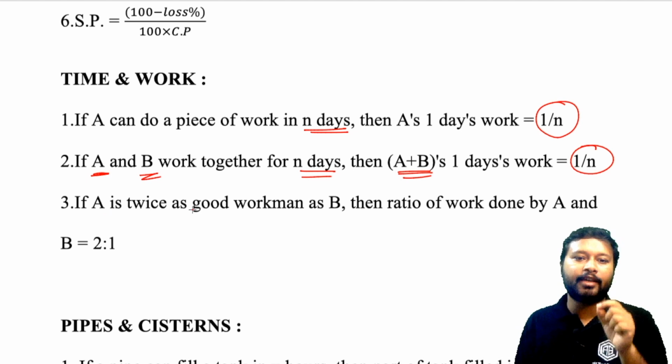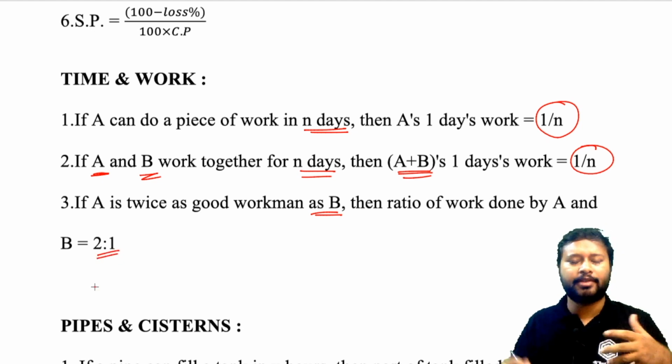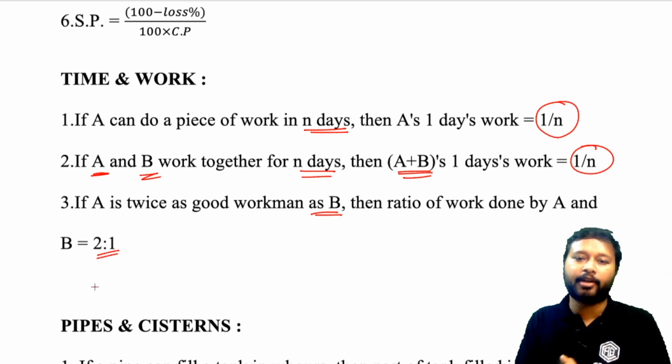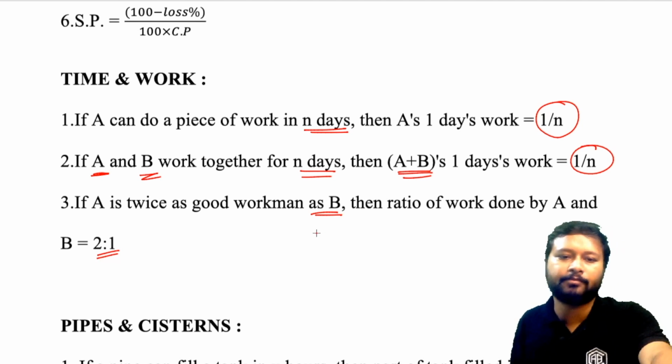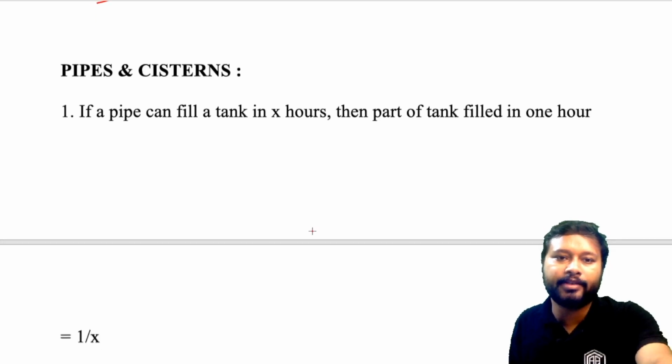Okay. If A is twice as good a workman as B, then the ratio of work done by A and B is 2:1. It means if A does something twice as well as B, then the ratio of their work done will be 2:1. Okay, next is pipe and cistern related questions.